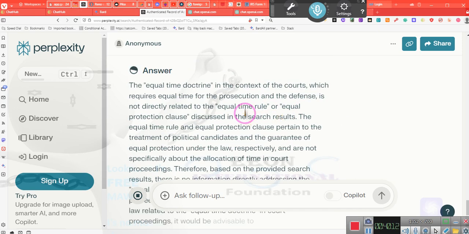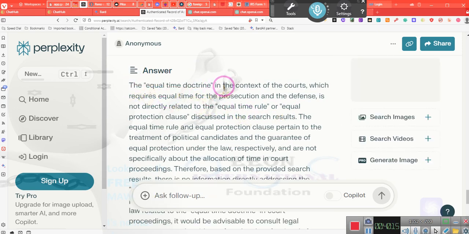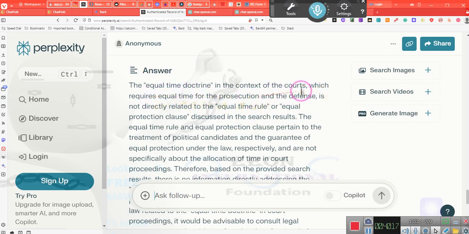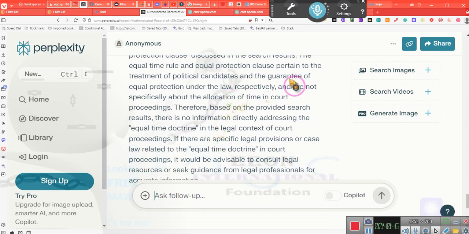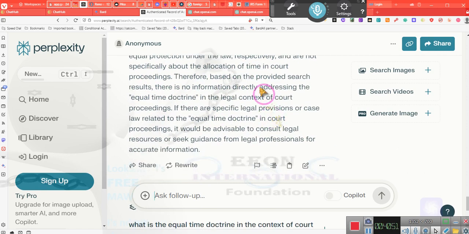Yeah, that junk it gave me before, talking about radio and TV. The equal time doctrine in the context of the court, which requires equal time for the prosecutor, is not directly related to the equal time rule or the equal protection clause. Anyway, discussed in the search results, the equal time rule and equal protection clause pertain to the treatment of political candidates and guarantee equal protection under the law, and there's no information directly relating to the context of the court.